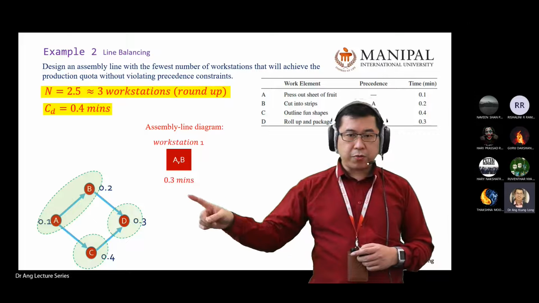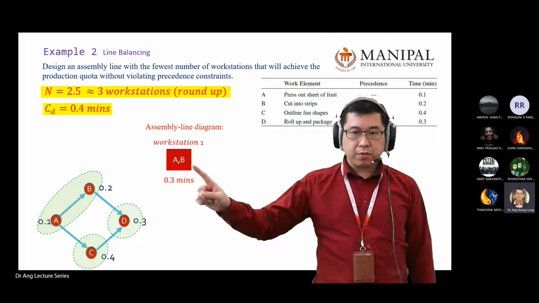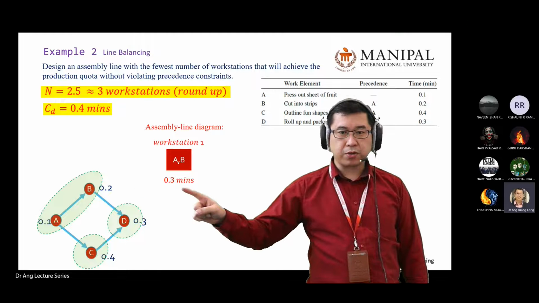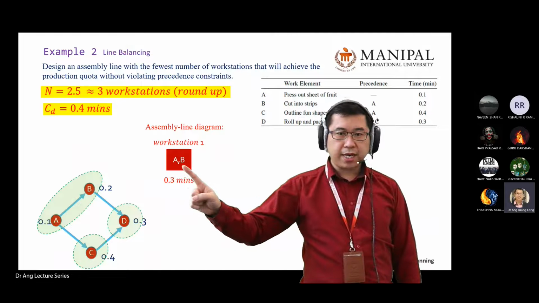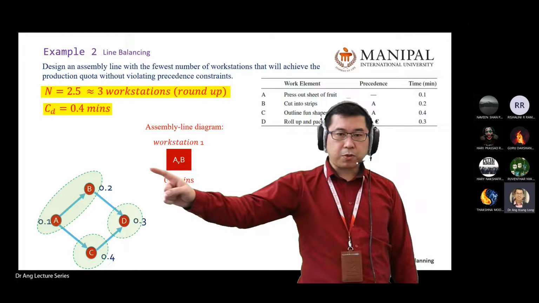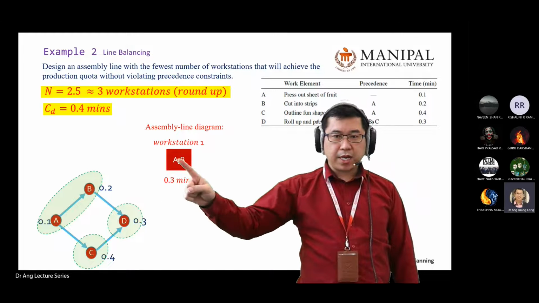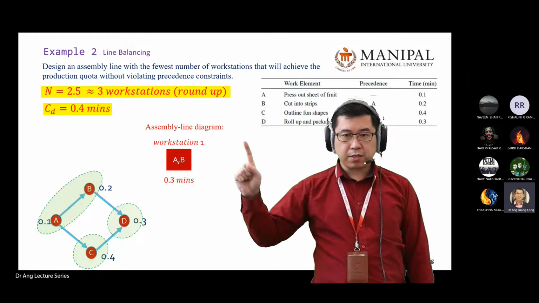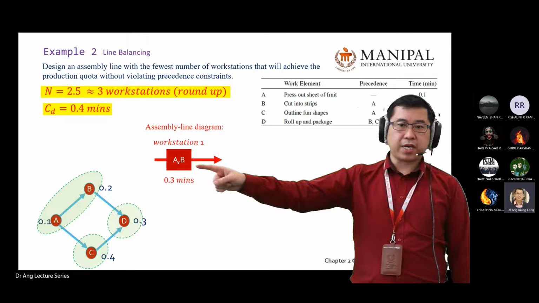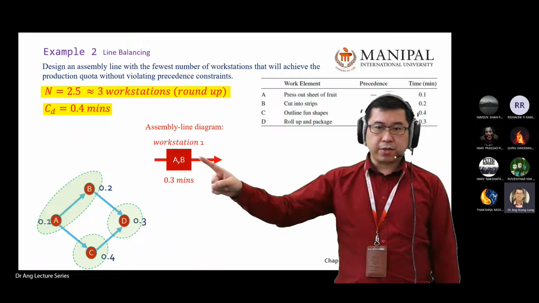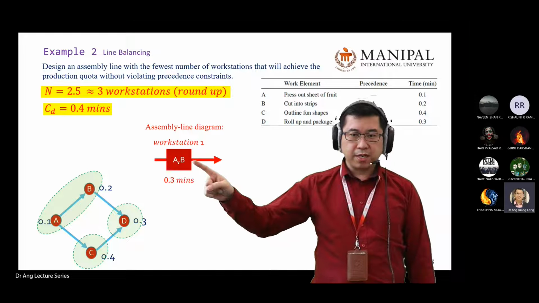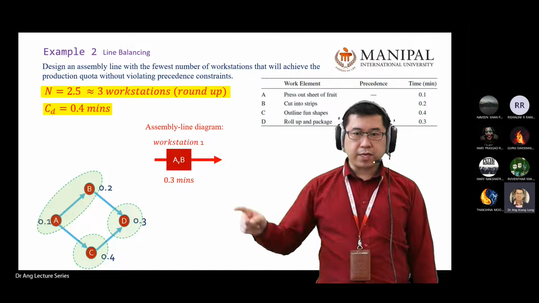Workstation 1, and put in the time there. Workstation 1, the time is 0.3 minutes. How do you get 0.3? You combine A and B. A is 0.1 minute, B is 0.2 minute. So A plus B, you get 0.3 minutes. This is for workstation number 1. Then you go to the next station, you use an arrow. Or you can draw the arrow from here to here; you don't need to show the tail, it also works. You draw an arrow to the next station.